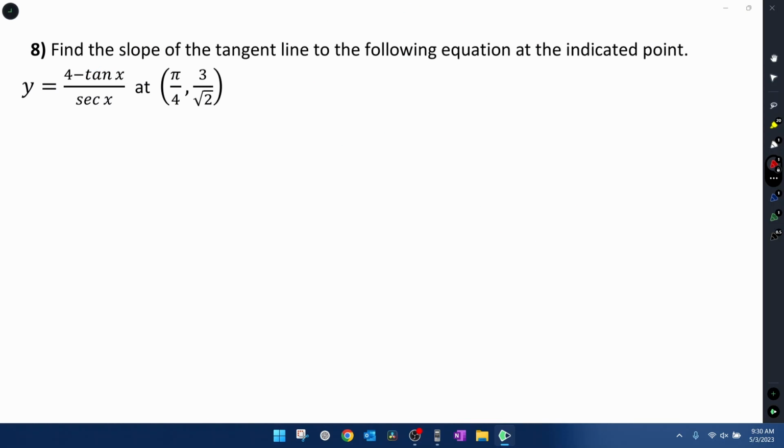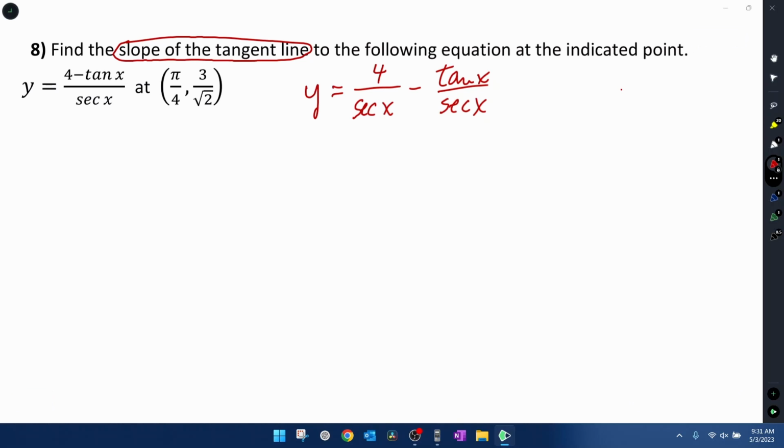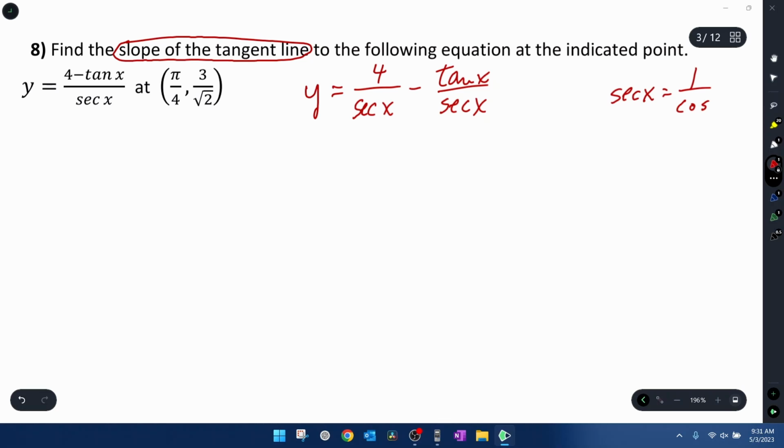Next, number 8. Find the slope of the tangent line to the following equation at the indicated point. Slope of the tangent. That means we're going to need the derivative. And here they have given me a rational function with trig functions involved. And this looks rather nasty. So what I'm going to do is see if I can manipulate this equation into something a little easier to take the derivative of. First of all, notice the denominator is a monomial. It's one term. And so I'm going to separate this into separate fractions. 4 over secant x minus tangent x over secant x. And then I'm going to remember that secant x is 1 over cosine x.